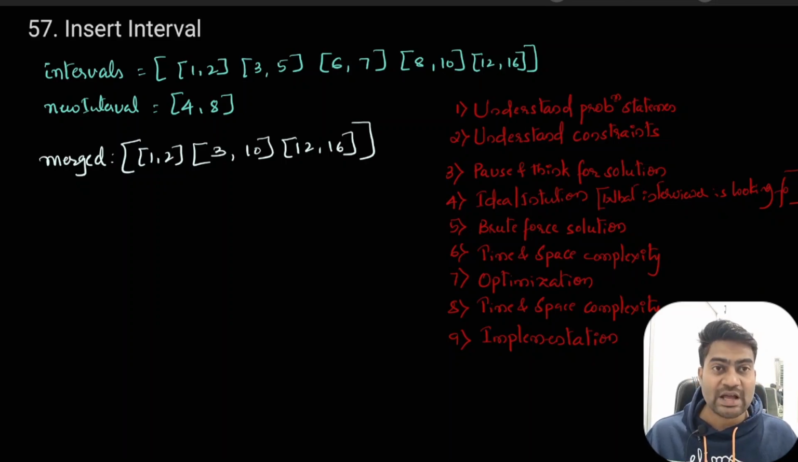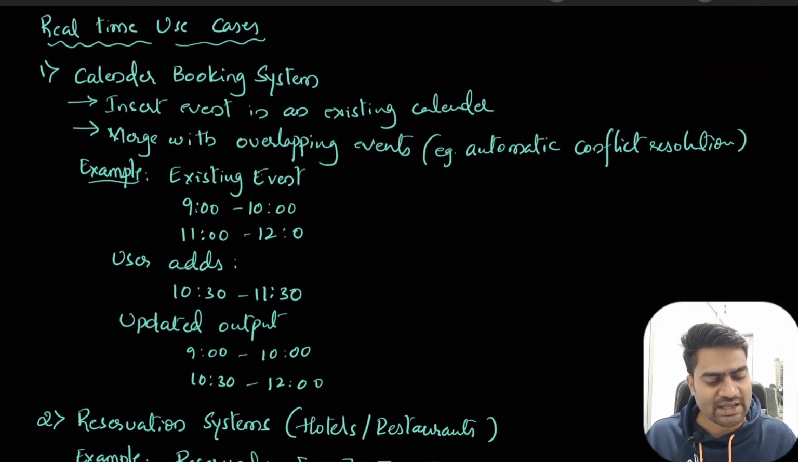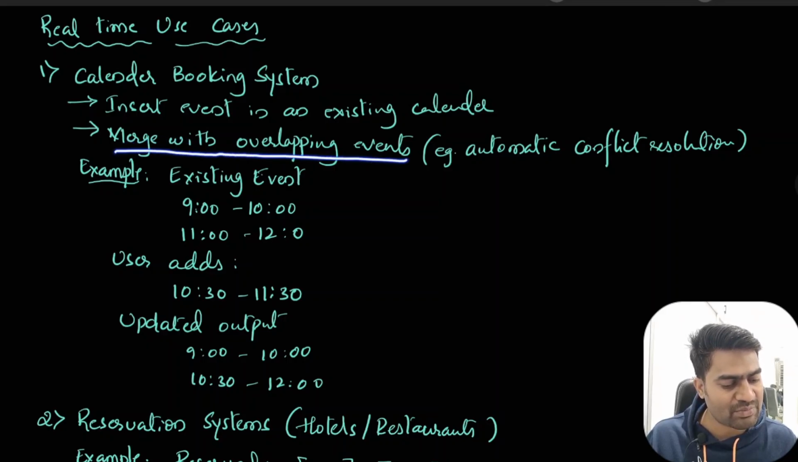Before understanding the brute force solution for this problem, let us look into the real-time use case of this particular problem. One place where we use this is a calendar booking system. Basically we have created the calendar, and we will have some events already created. In that, if we want to insert an event into an existing calendar, so already something is created, and you are trying to insert another event, what we can do is merge with overlapping events.